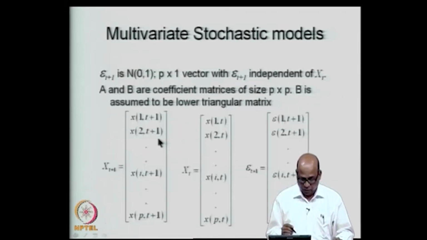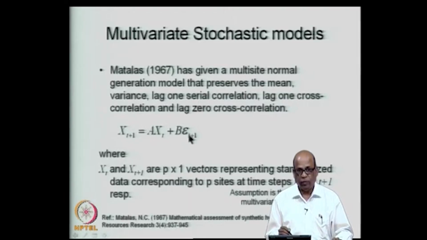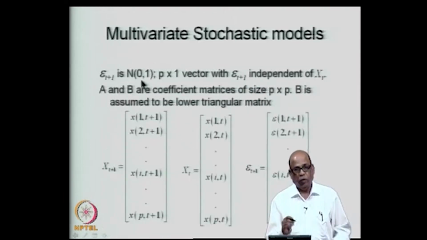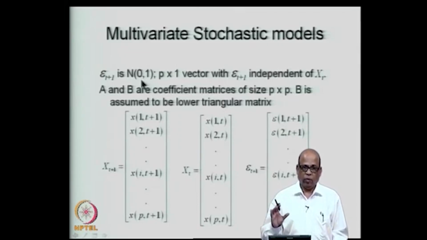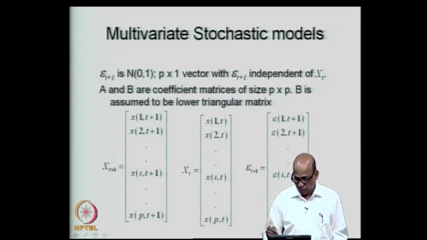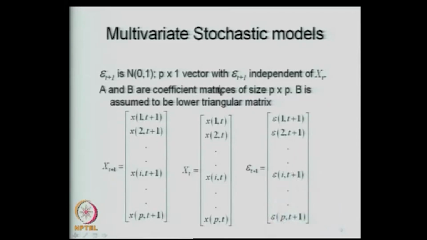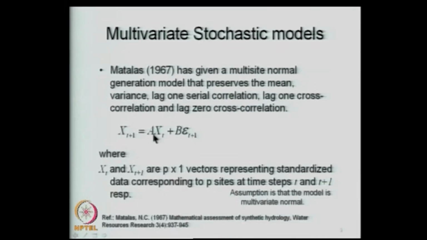All right. Now, we will start defining what are these matrices now. Epsilon t plus 1, here this matrix is N(0,1). So, normal distribution, it is a standard normal distribution. It is a p by 1 vector, epsilon 1, epsilon 2, etcetera up to epsilon p at time period t plus 1. A and B are coefficient matrices of size p by p. Look at this, this is p by p, this is p by p, and this is p by 1, and this is p by 1. So, you will get p by 1 here for x t plus 1.